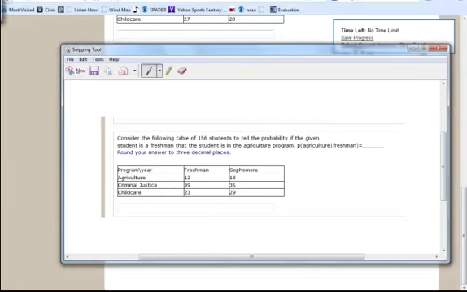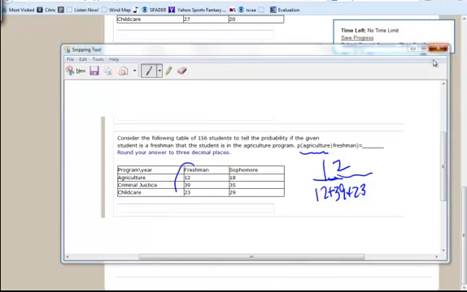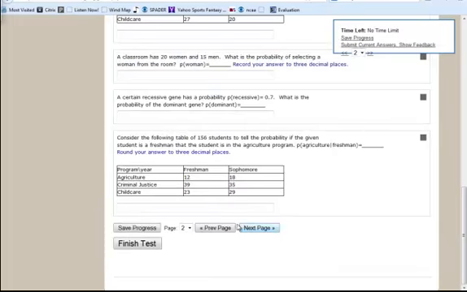Okay, we want the probability of an agriculture student given that it's a freshman. So the denominator is 12 plus 39 plus 23, and we want the number of freshmen that are ag as the numerator, so 12. Next.